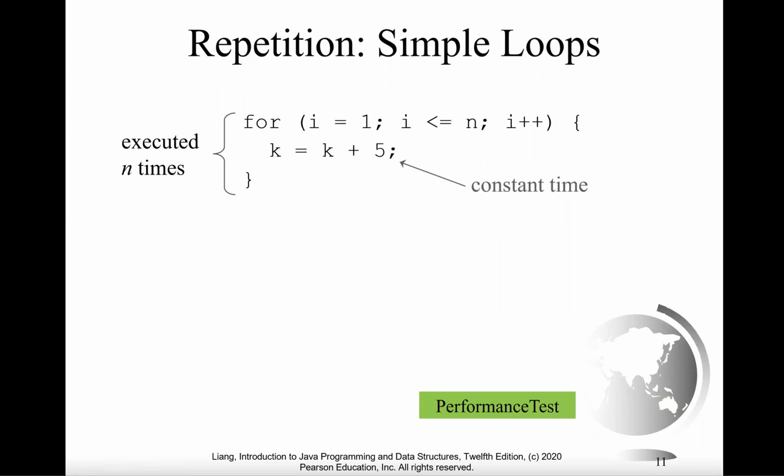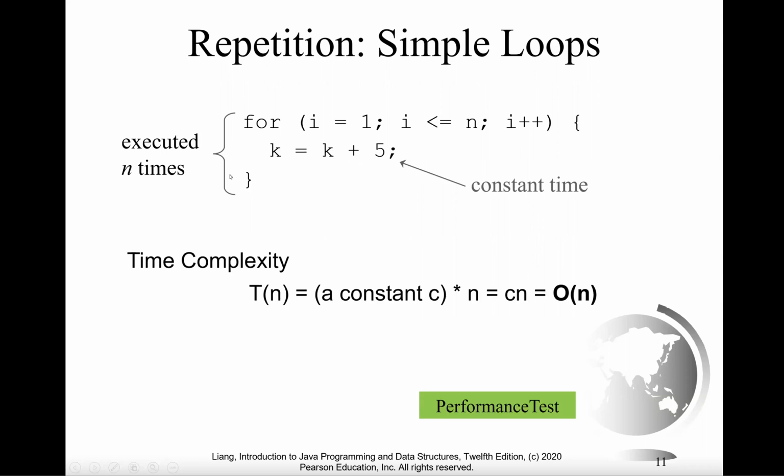This is executed n times. So the total time is a constant time times n. The constant multiplicative can be removed. So the result is O of n. This is the linear time. If you double the input size n, the time is doubled.